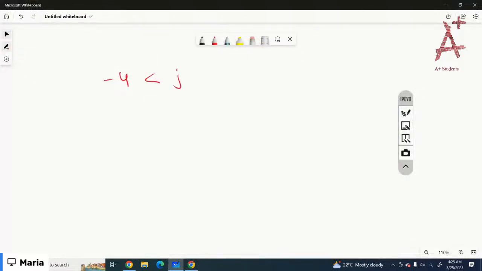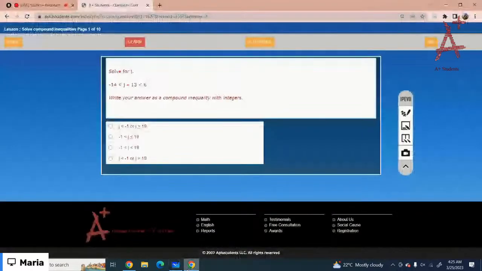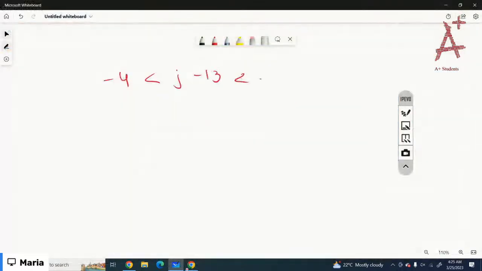Negative 14 is less than j minus 13 and less than 6. So we have to isolate the variable j. We have to remove that negative 13 from here. That means we need to add 13 to the inequality. So it would be negative 14 plus 13, j minus 13 plus 13, and 6 plus 13.